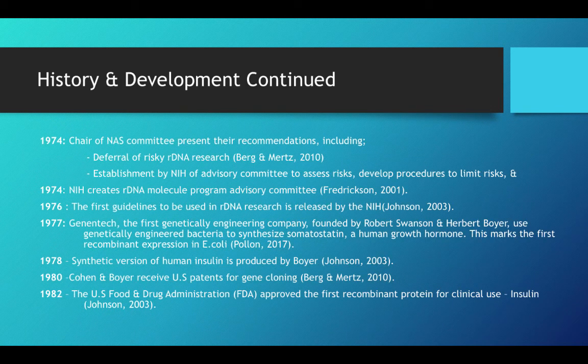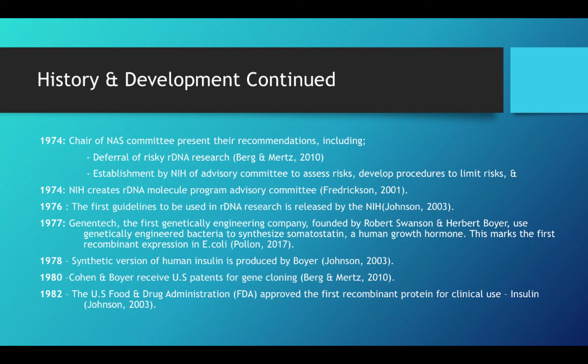In 1974, the chair of the National Academy of Science presented their recommendations. These included the deferral of risky recombinant DNA research and the establishment by the National Institute of Health of an advisory committee to assess the risks involved and develop procedures to limit such risks. In that same year, the National Institute of Health creates the Recombinant DNA Molecule Program Advisory Committee. In 1976, the National Institute of Health releases the first guidelines to be used in recombinant DNA research.